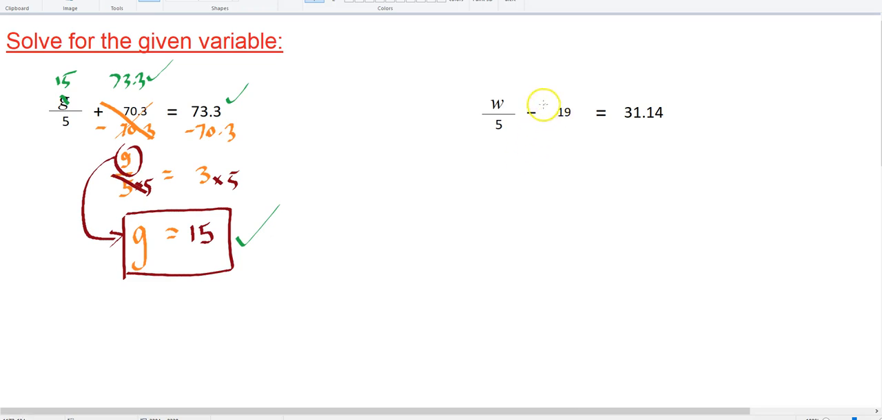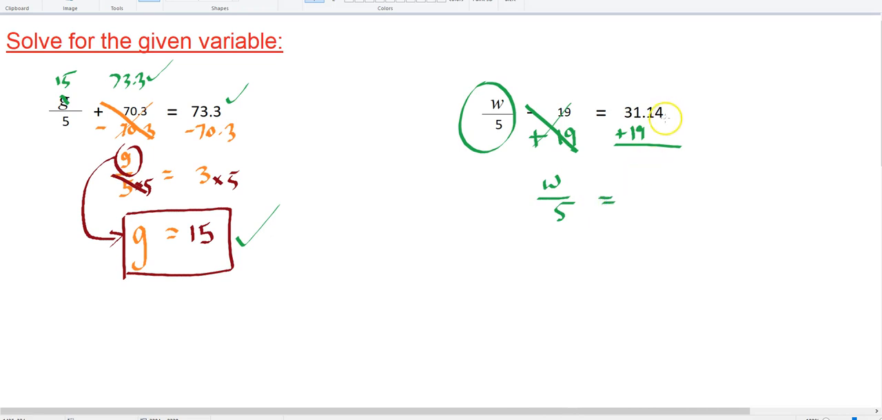So we're going to cancel out the minus 19. And we cancel out the minus 19 by doing the inverse, and so that is adding 19. And because it's an equation, we do the same on both sides to keep the whole equation balanced. So we add 19 on that side as well. Minus 19 plus 19 cancels out. And what's left on the left-hand side is W divided by 5.